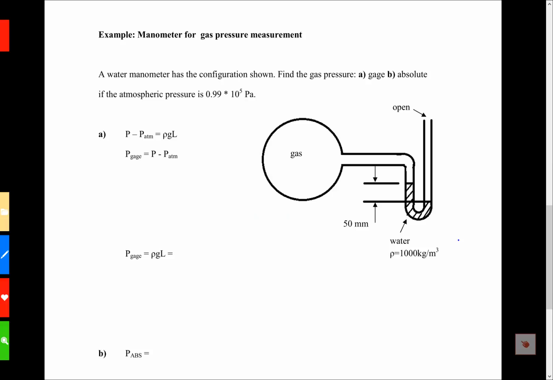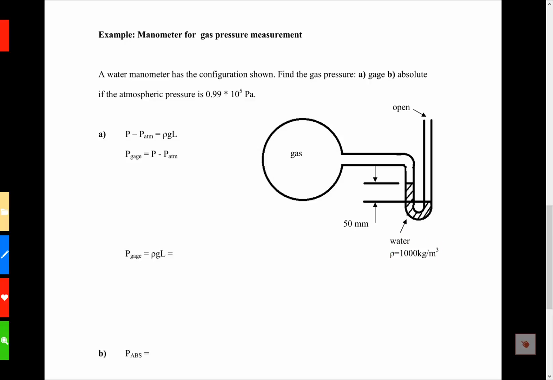In this example, we have a water manometer in the configuration shown here. We've got a request to find the gas pressure in gauge and as an absolute pressure if the atmospheric pressure is 0.99 times 10 to the 5th Pascal. So here's a container with gas in it. Here's a U-tube manometer. The outside is exposed to atmosphere, and the difference between the two legs of the manometer is 50 millimeters vertical height. The manometer has water in it.